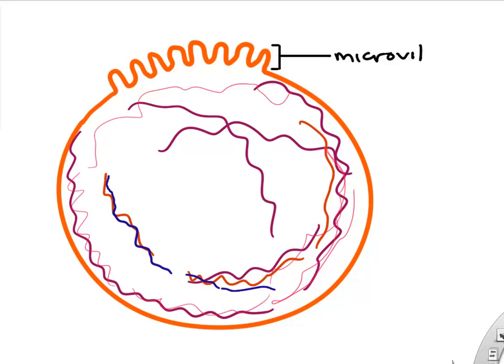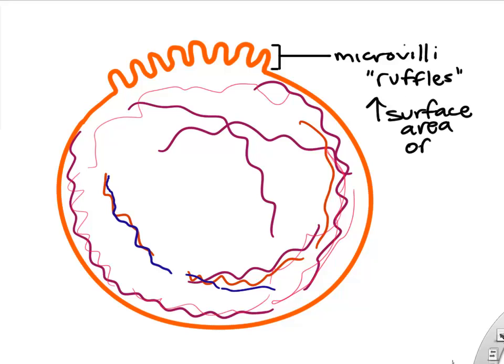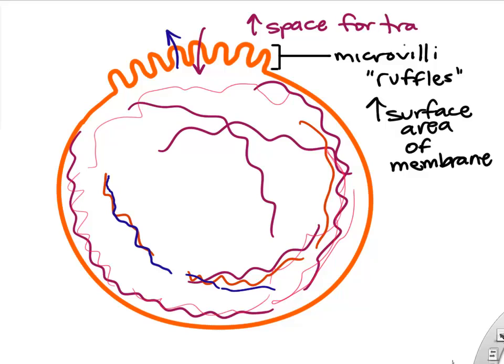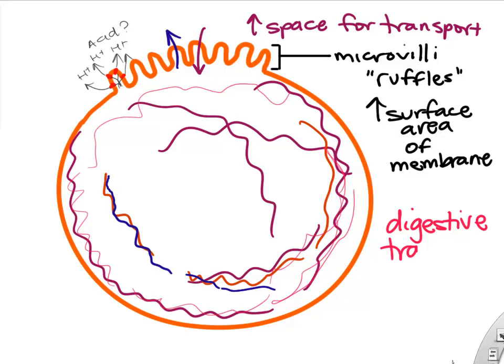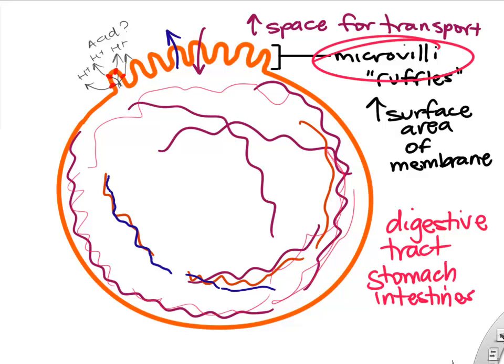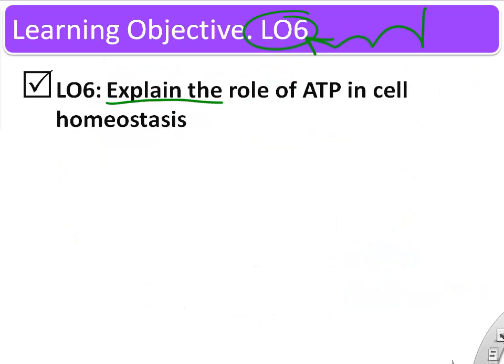Other projections we see in some cells are called microvilli. I like to think of them as little ruffles in the cell membrane. It increases the surface area of the cell membrane so that you can move more stuff in and out of the cell. So it's good for transport because you have more space. So for example, if you're a stomach cell and you're pumping out acid, it gives you more space to pump out that acid. So microvilli are most famous in our digestive tract, including the stomach and intestines.